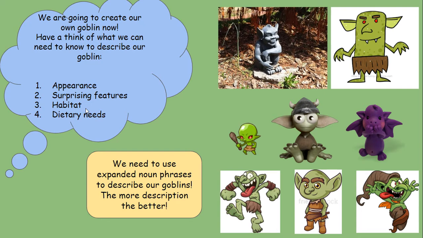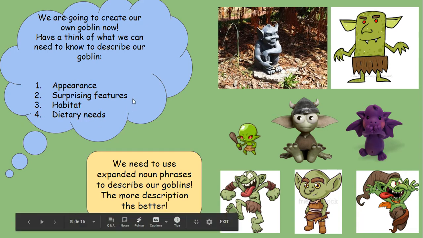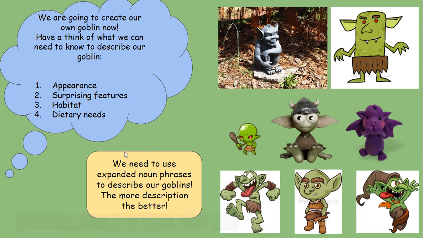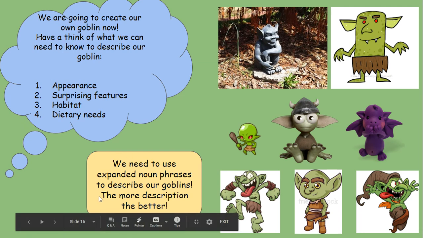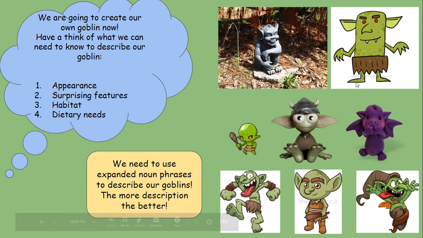Do they live in ponds? Do they live in a tree? And their dietary needs. That means, what do they eat? What do they like to feast upon? When you're thinking about your character, your goblin, you can draw it out. And around it, you can answer all of these facts: appearance, surprising features, habitat, and dietary needs. But have at the back of your mind what kind of expanded noun phrases you would use to make your description better. Use these images to help if you need.